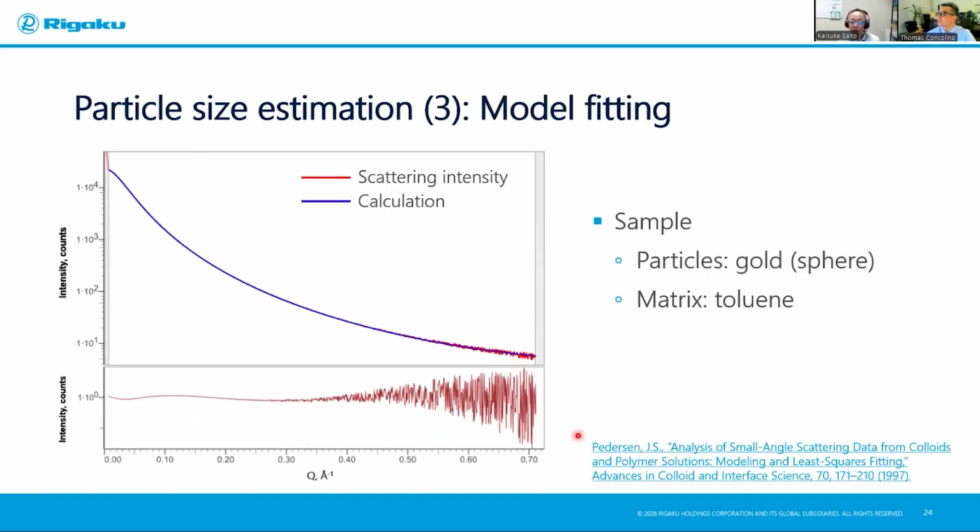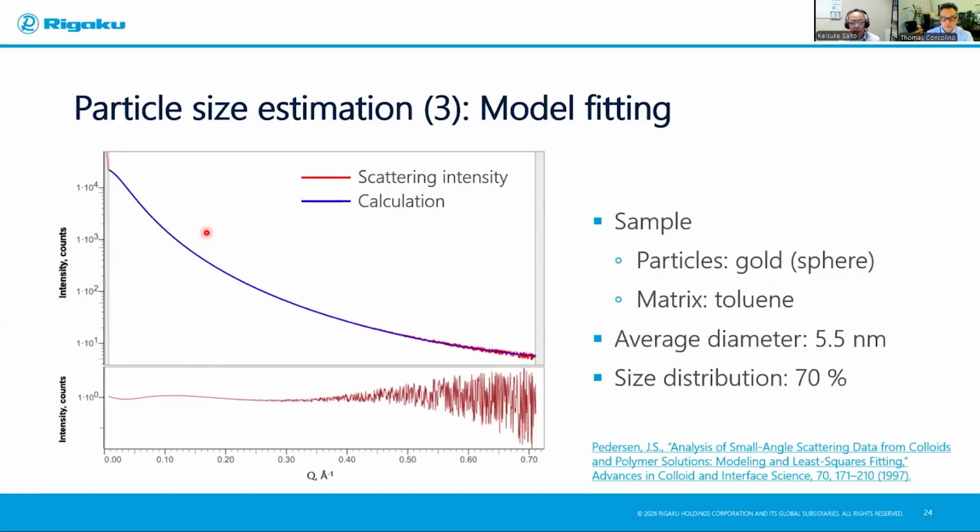The last method is model fitting. This means the software is going to simulate the scattering profile based on the form factor and the structure factor. In this example, the gold nanoparticles, which have a spherical shape, are in the matrix, which was toluene. The scattering intensity is in red, and the simulated and fitted profile based on the model calculation is in blue.